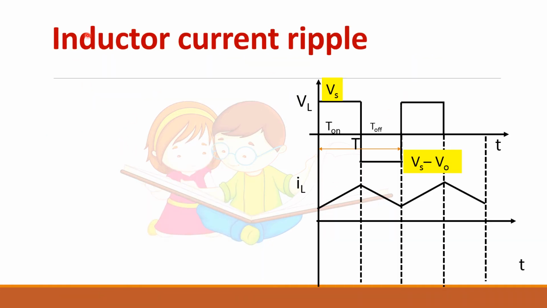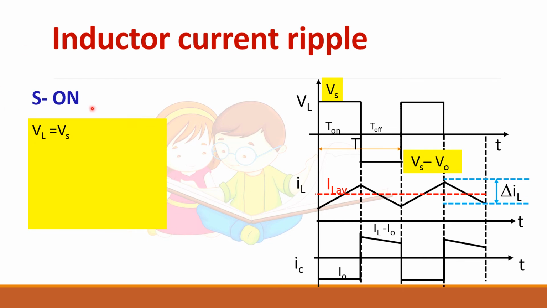Now we will calculate the inductor current ripple. So this is the inductor voltage during on time and off time. We can see that the inductor current increases linearly during the on time and decreases during the off time. And this is IL average, and this, from this point to this point in blue color, is called del IL, or the current ripple. Now we are going to find what this del IL is.